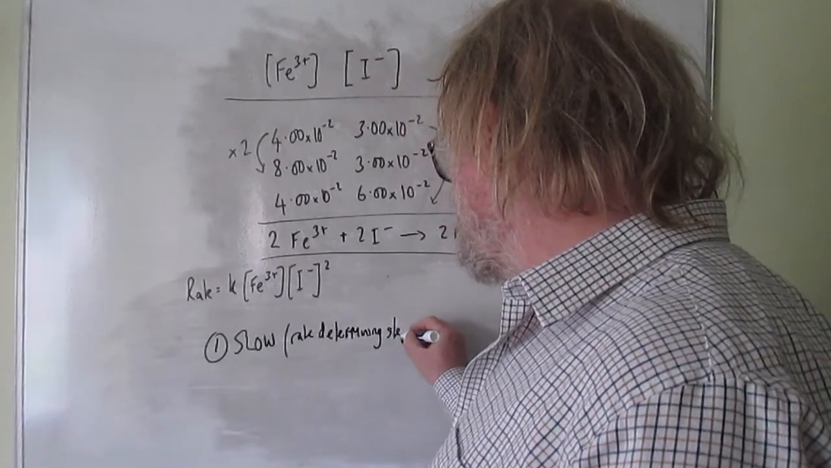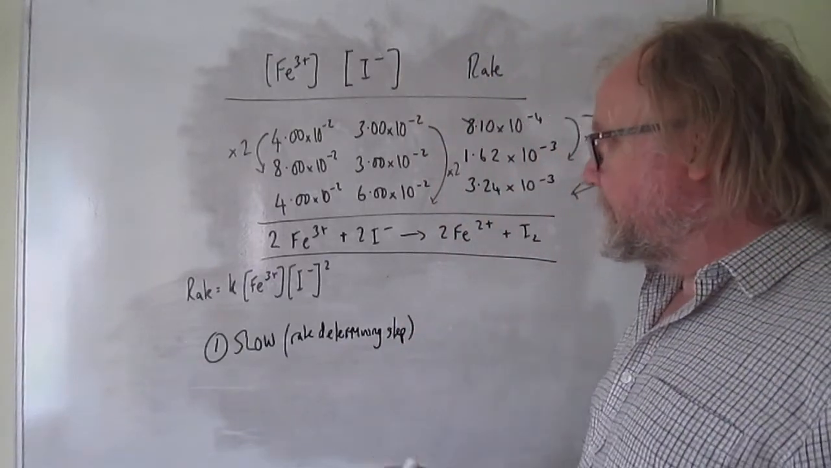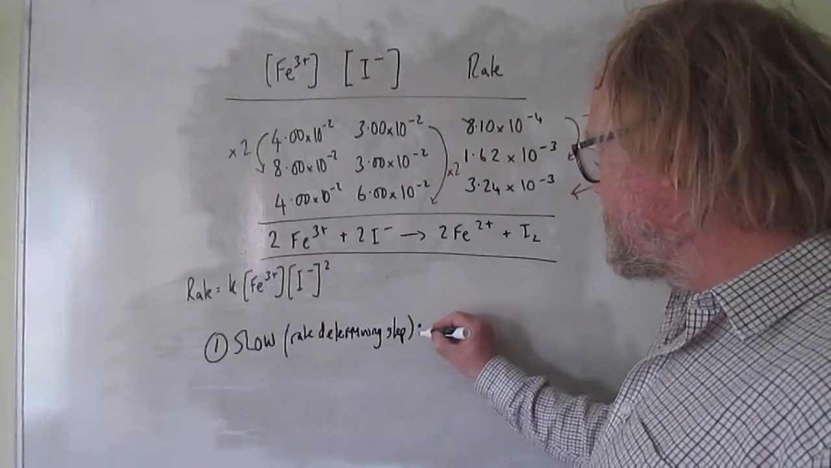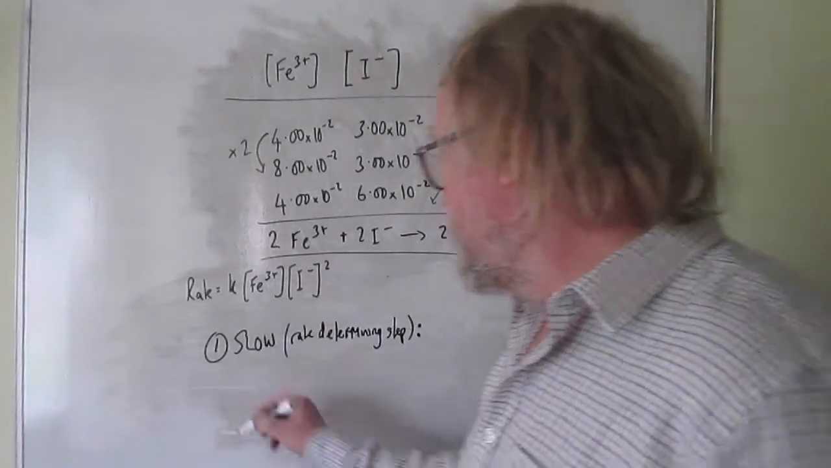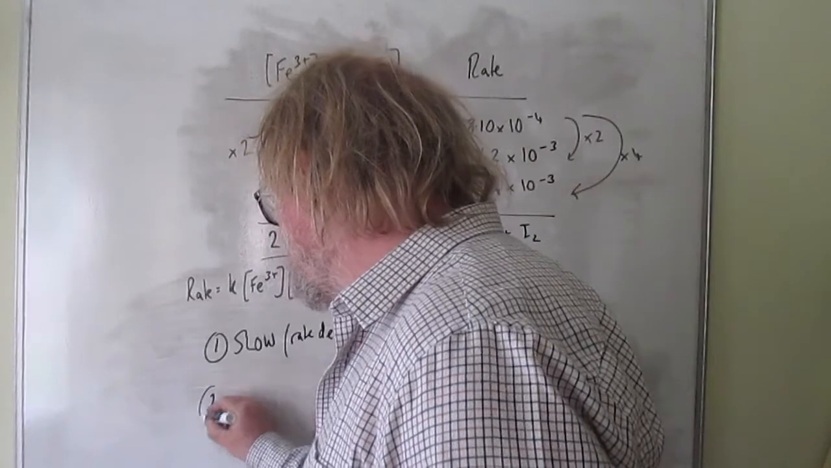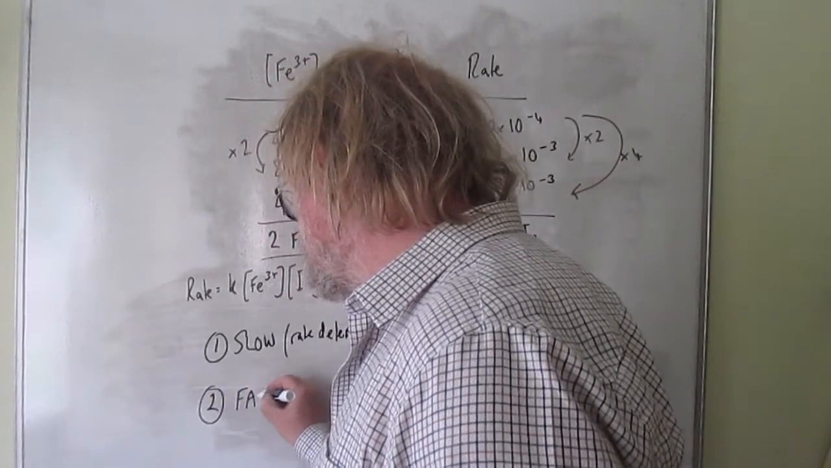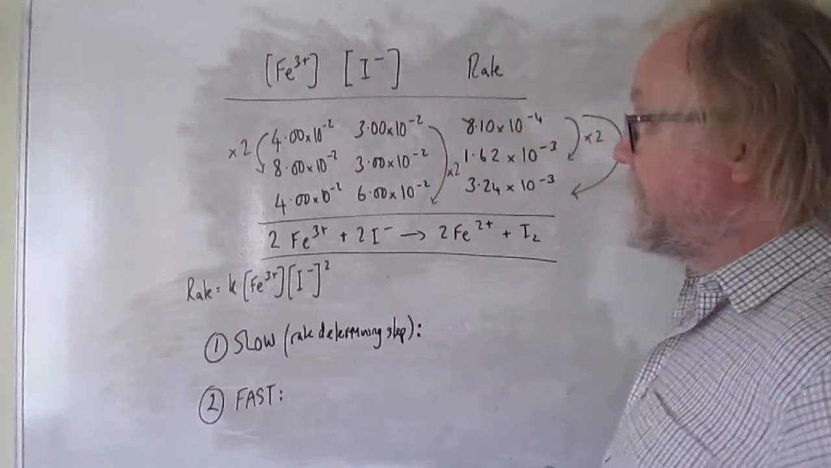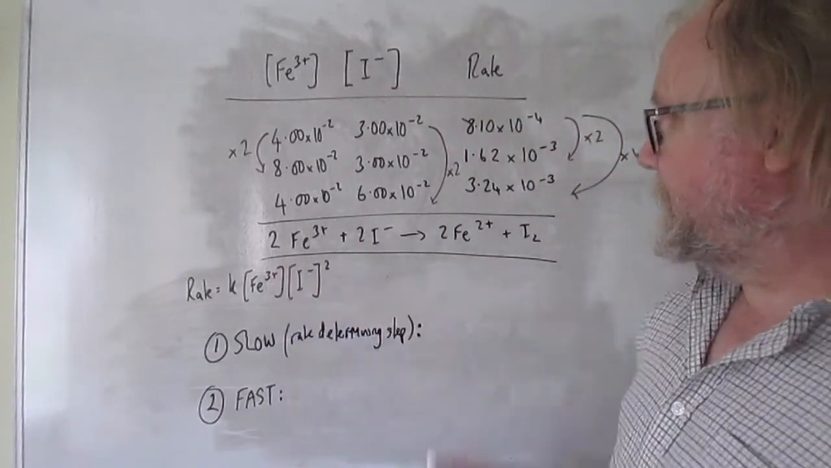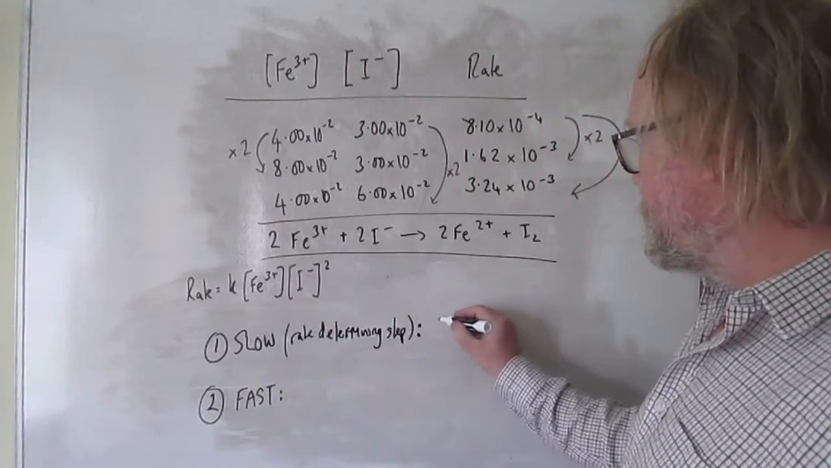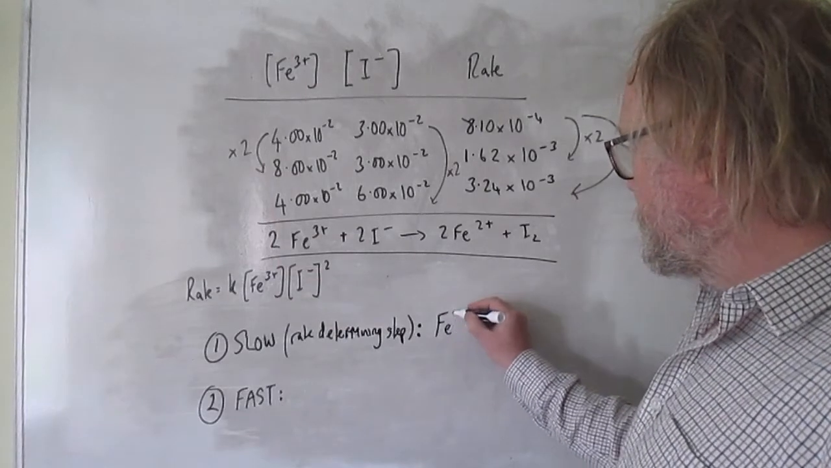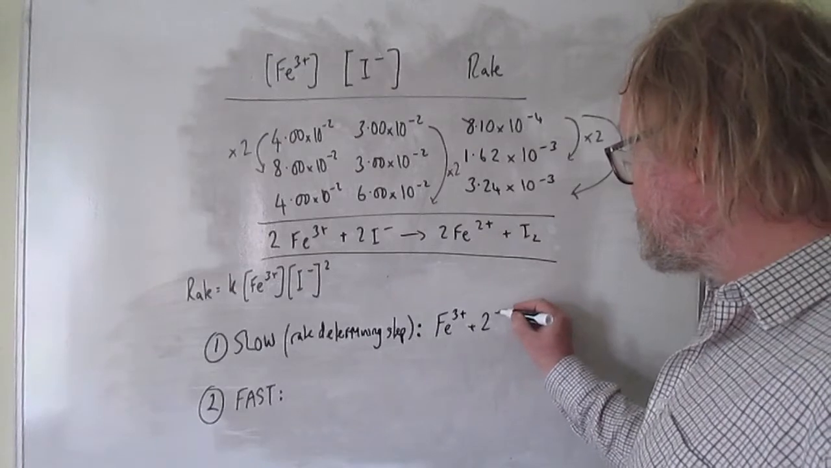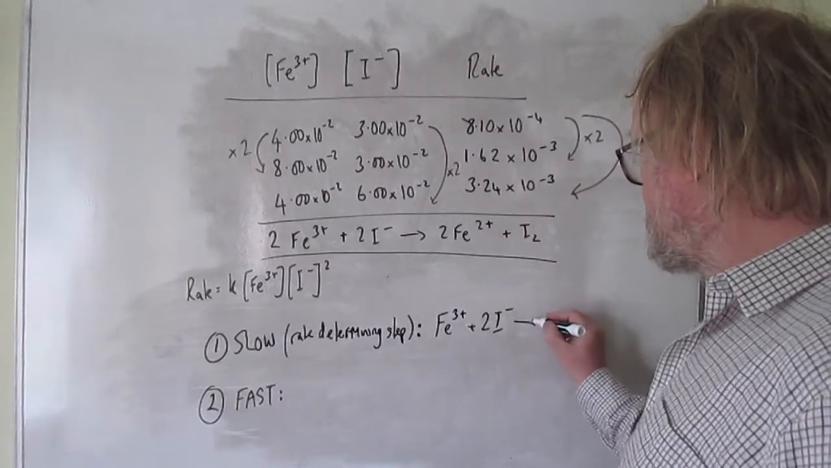Okay, you must write down which step is slow and which is fast, but always explain that the slow step then is the rate determining step. So that's going to be step 1, and then we'll follow that up with a fast step, which therefore doesn't control the rate. So we know from the orders of reaction that that slow step has to have 1 Fe3+ only, because it's first order, but it must have 2 I- reacting to make something.